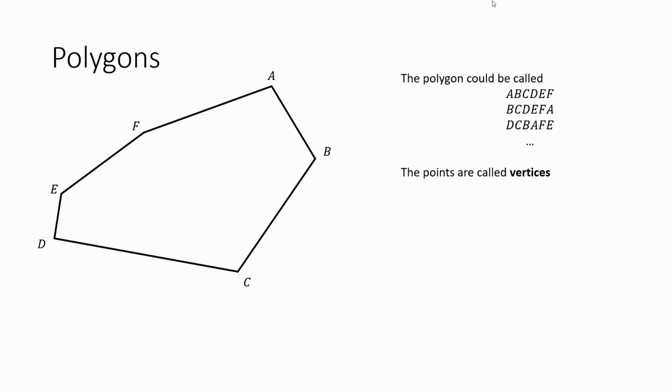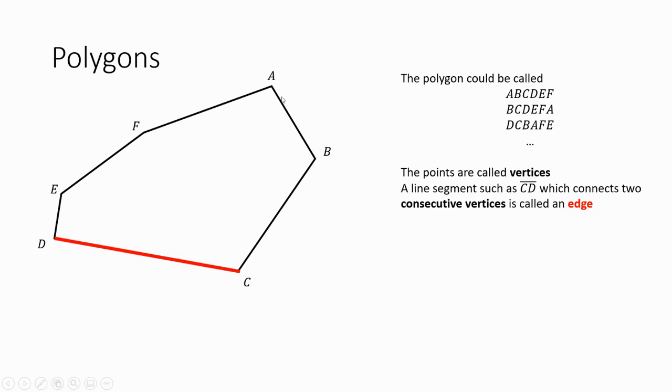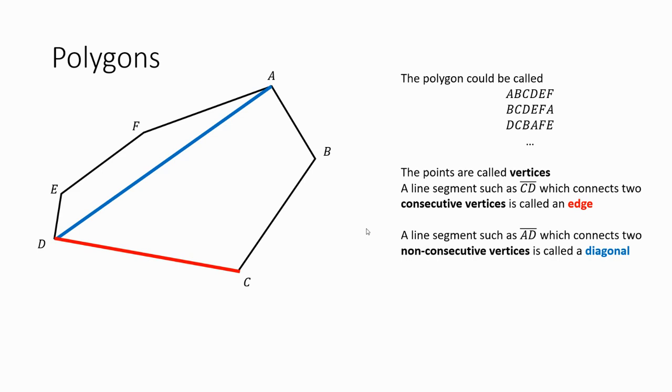Points are called vertices, and if you have two vertices that are next to each other, we call those consecutive vertices. So C and D are next to each other in the order. They're consecutive vertices. The line segment joining consecutive vertices is called an edge. If you join two vertices that are not consecutive, say A and D, that line segment is called a diagonal. There are obviously very many diagonals within this figure.